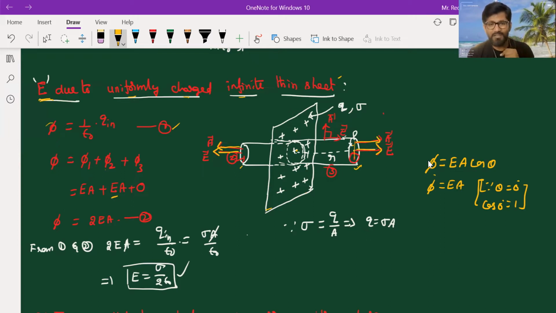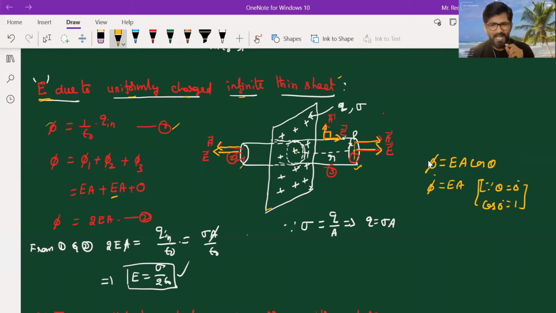Whereas flux through the third surface, because for the third surface, electric field due to this positive charged sheet is in this direction, and the area vector, and hence normal vector for this, is normal to this surface, is this, that gives the direction of area, and these two look like normal to one another, perpendicular to one another.